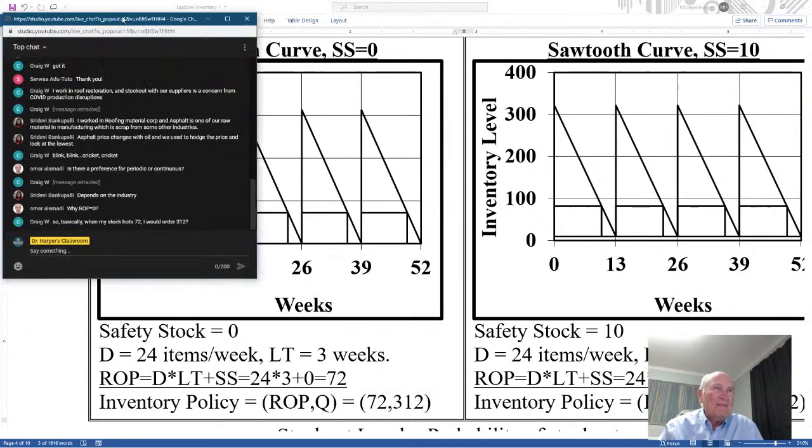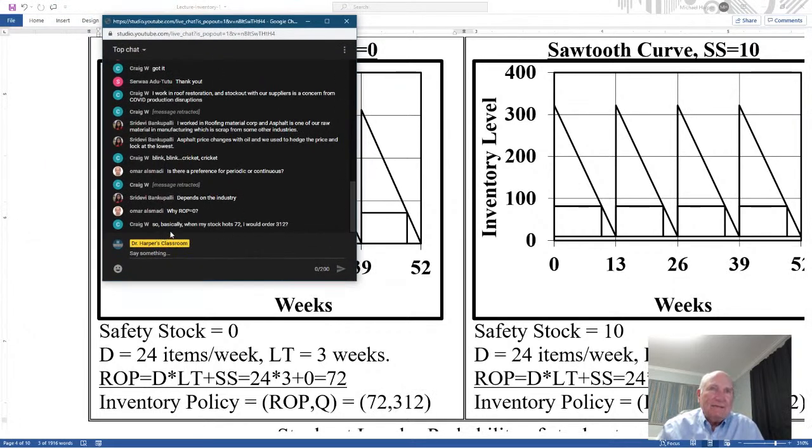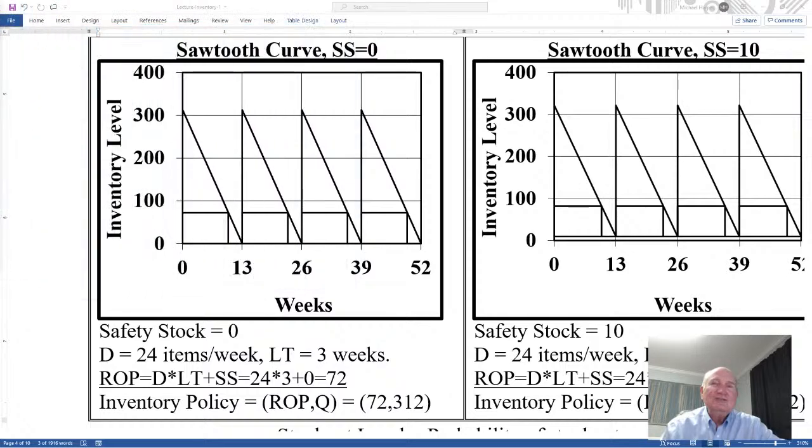Okay. Yeah, basically you're right. When you're stocked hot 72, order 312. Yeah. Okay. When it hits 72, you got it, Craig.